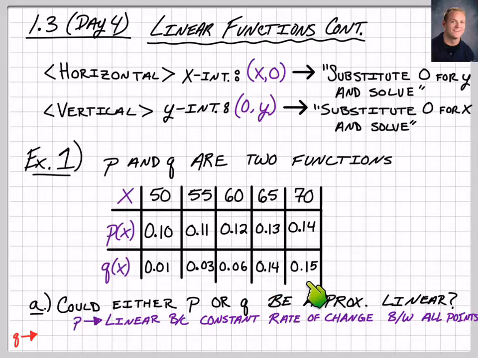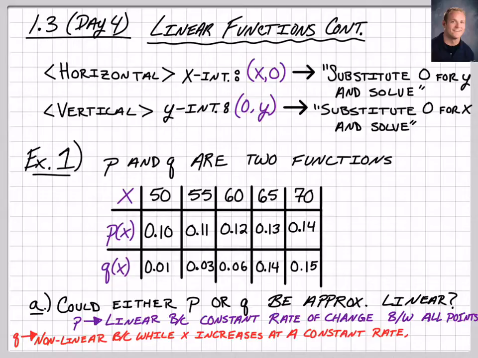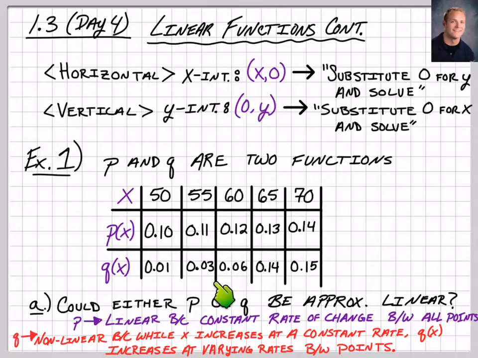So those are all varying. Those are all different. So right away we can say, whoa, that's not a constant rate of change. q is definitely showing a nonlinear pattern. Because while the x is increasing at a constant rate, which is nice, q of x, the output values, increases at varying rates. It's not the same each time, right? Varying means changing. Some of them are bigger, some of them are smaller. They certainly weren't constant. So we know for sure q is nonlinear.